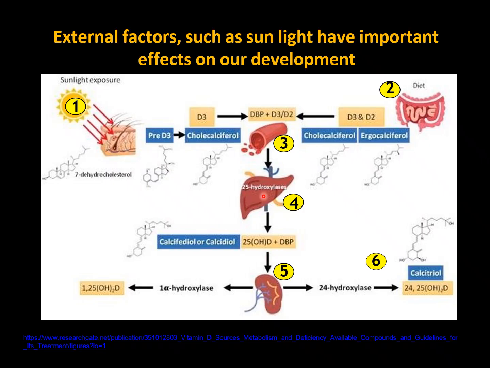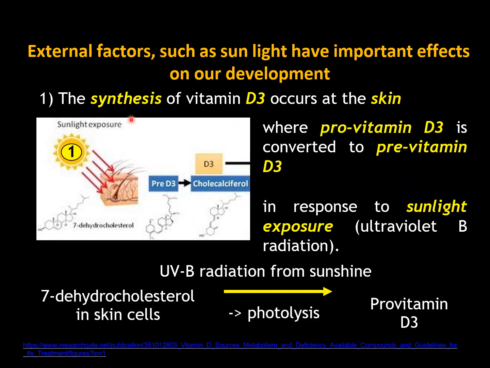Then the fourth step is that these compounds go to the liver and then to the kidney and then go inside of the cell. This molecule called calcitriol is the one that is going to change the gene expression. Everything starts here from the sun or the diet. So the external environment plays a key role in the regulation of gene expression, and is one of the reasons why we have the same genes but different phenotypes.